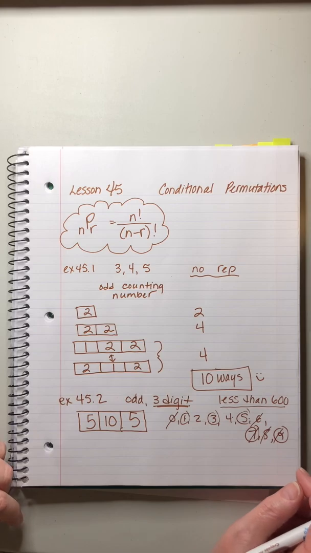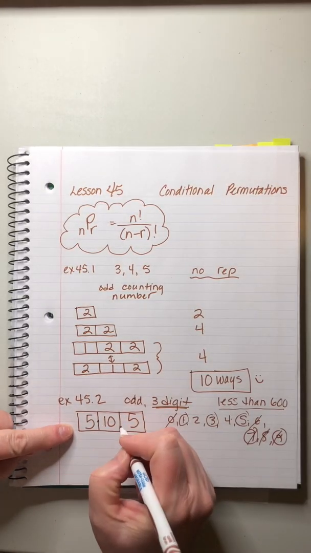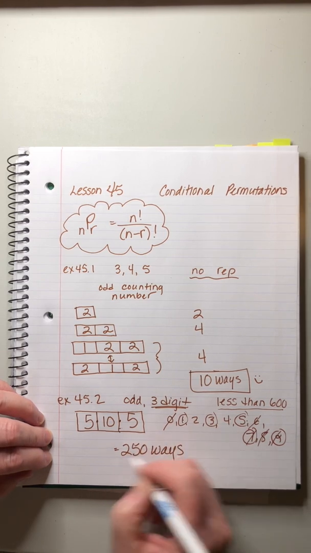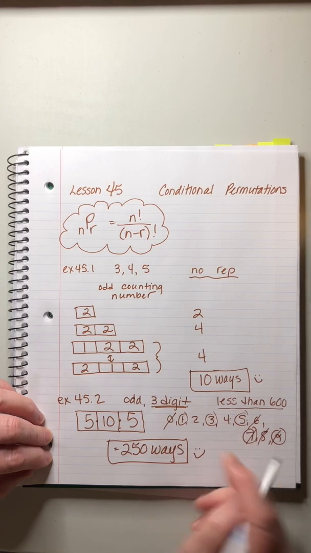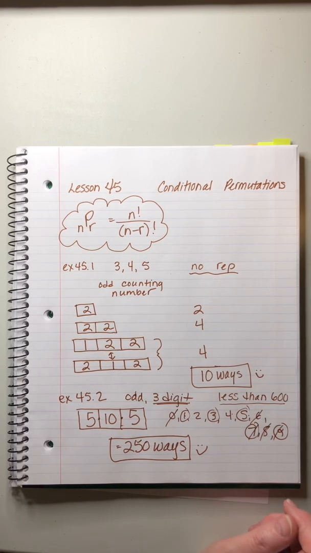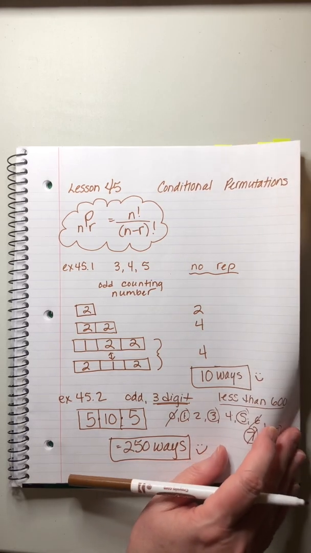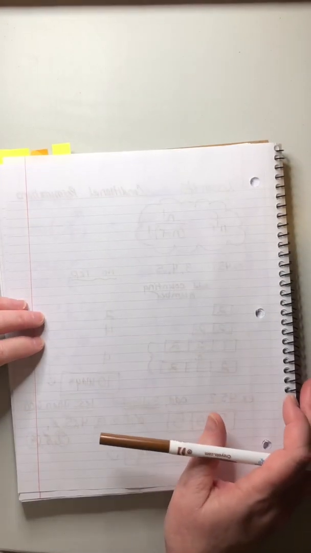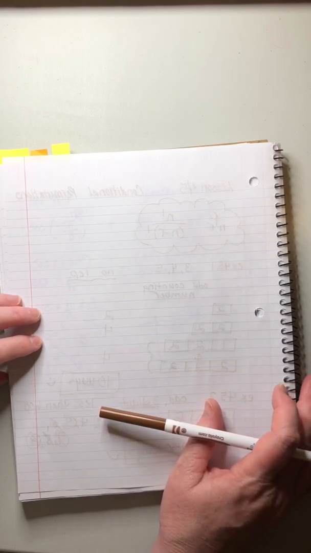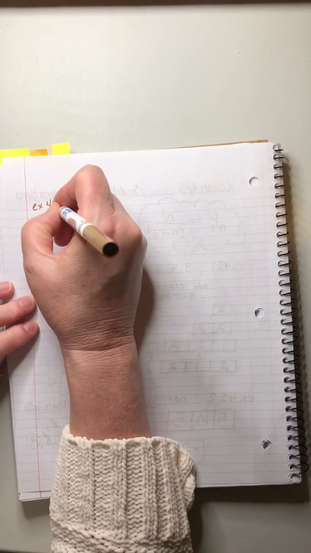It's head-bendy, isn't it? So remember, we multiply these together, and this would give us 250 ways that we can create odd 3-digit counting numbers that are less than 600. Ooh, it's crazy, right? Okay, let's try another one. One of my favorite problems of all time is coming up, and I'm excited. It's number 5, but we're on number 3. So, psych up.